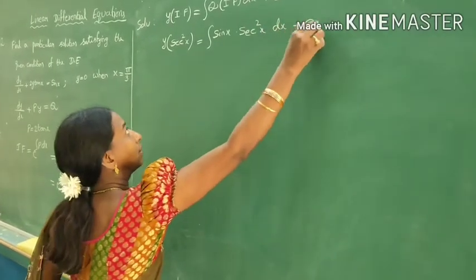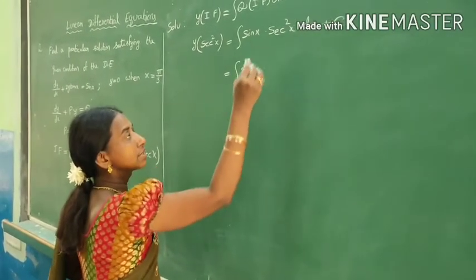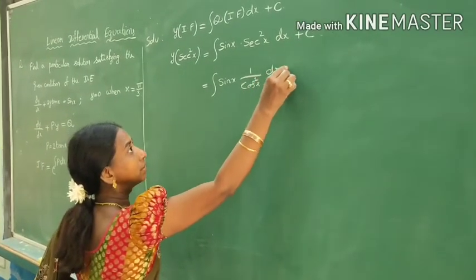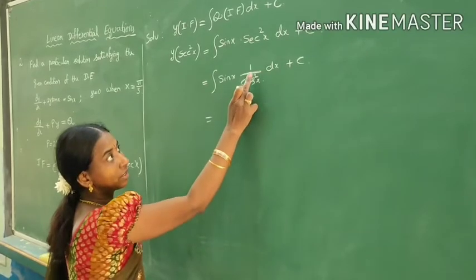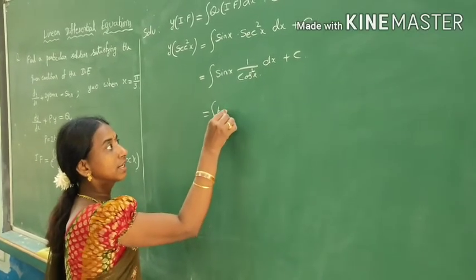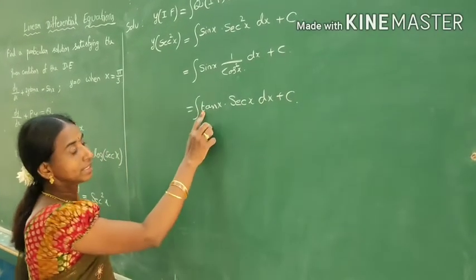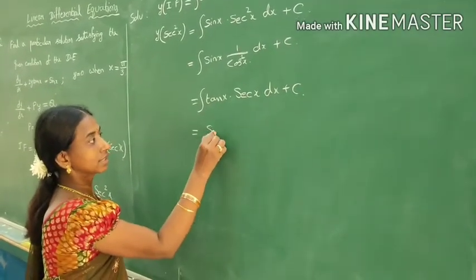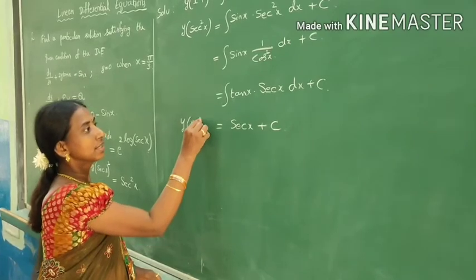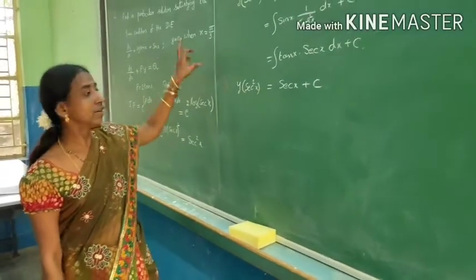dx plus c. This is equal to integral of, simplify this, sin x into sec square x can be written as 1 by cos square x dx plus c. So this is 1 by cos x, into 1 by cos x, let us write this. Then you are going to get sin x by cos x as tan x into sec x dx plus c. So integral tan x sec x is equal to sec x plus c. Y into sec square x is equal to sec x plus c. This is the general solution of the given differential equation.